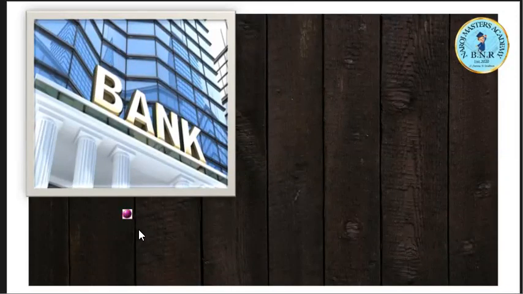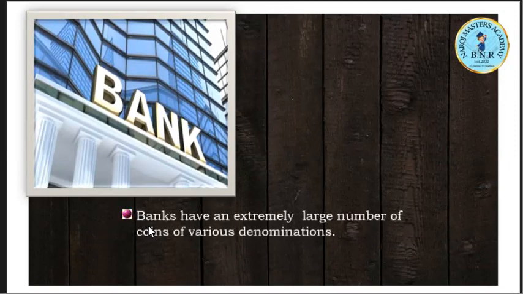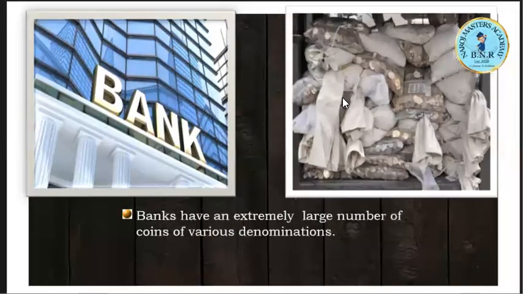Here we'll discuss how to find the masses or moles: one mole is equal to how many grams, and the number of molecules present in any element or molecule. If you see the example here, a bank has different types of coins, right? Banks have an extremely large number of coins of various denominations. In this picture, there are packets of various coins. It is very difficult to count those coins, but in a simple way, we can calculate the amount present here. Do you know how?